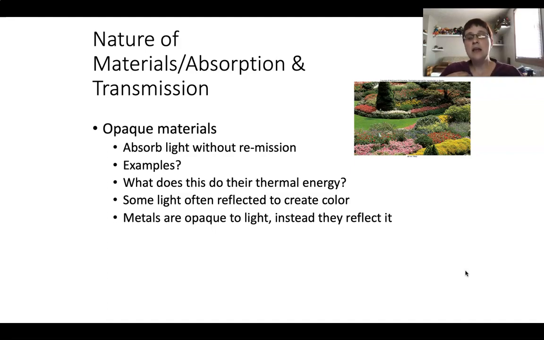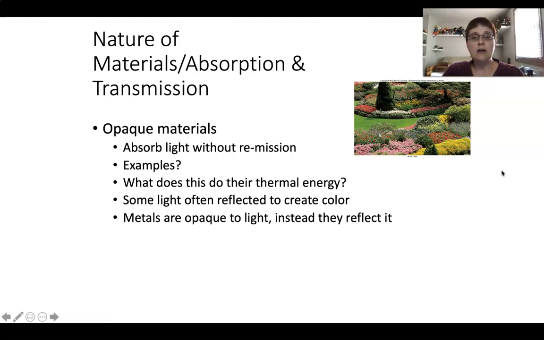Now, some light is often reflected from these opaque objects, and that's what creates color. And so we'll talk about that in a little while. It's called selective reflection. So, the only objects that actually absorb all of the spectrum are those that appear black, because they're absorbing everything and reflecting nothing back to us.